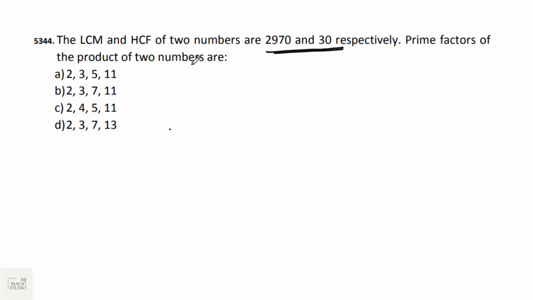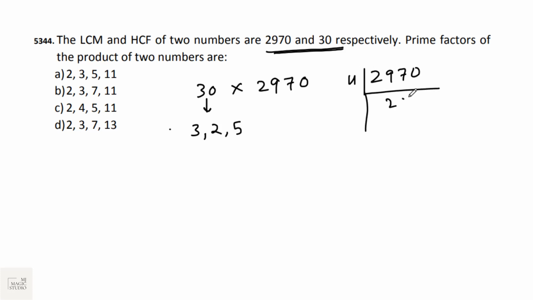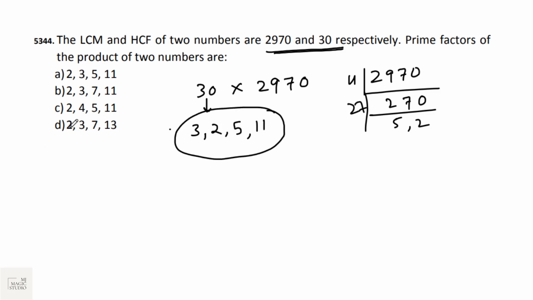The LCM and HCF of 2 numbers are given. Find the prime factors of the product of the 2 numbers. The product of the 2 numbers would be 30 into 2970, that is HCF into LCM. So for the prime factors, we will get 3, then 10 gives 2, then 5. Now let me check this for 11. Yes, we'll get 11 for 2970, 270, and here 27, 5, 2. So the prime factors would be 2, 3, 5 and 11. Option A.